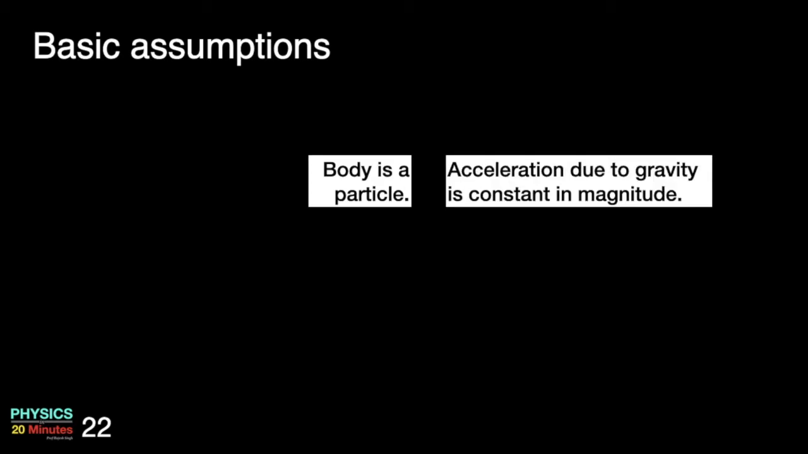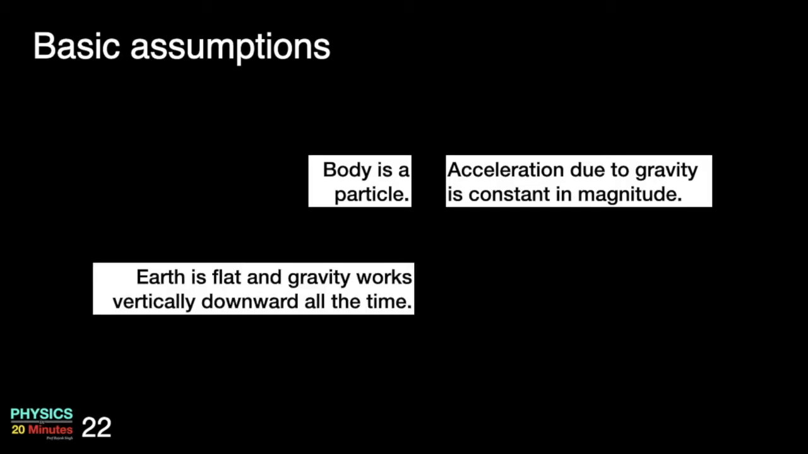The second assumption is acceleration due to gravity is constant in magnitude. Now what does it mean? Acceleration due to gravity changes with height. So as you go higher up from the Earth's surface, the acceleration due to gravity generally decreases. We will assume that the height of projectile is not much, and you can safely assume that the gravity is constant.